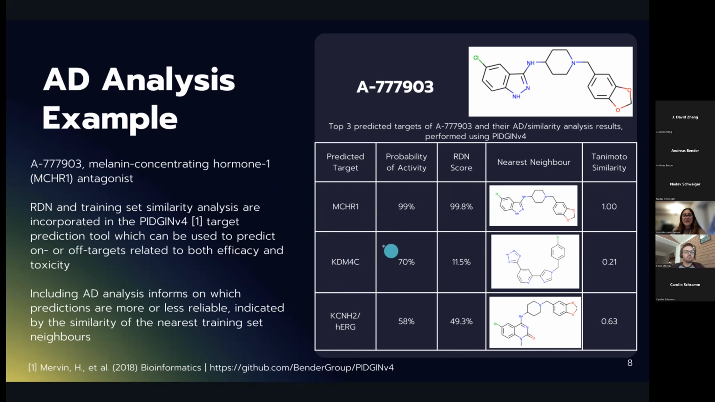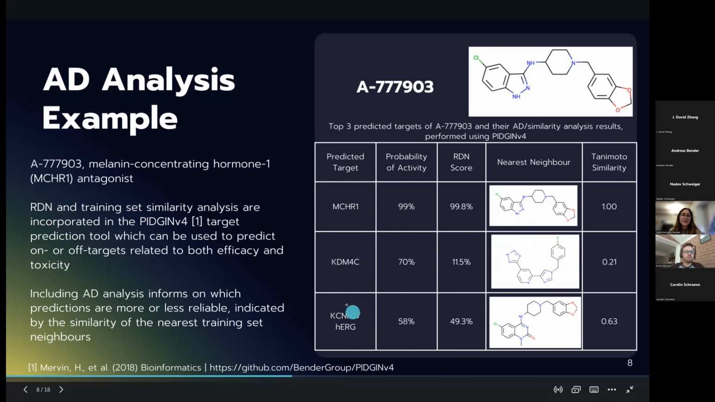The second highest predicted target, which is here an epigenetic modulating enzyme, is again predicted with a very high probability, but the applicability domain score in this case is a lot lower. When we look at the nearest neighbor in the training set, we can see that there is some similarity, but it is quite a different molecule. So this information can be used so the chemist can decide whether or not they really trust this prediction.